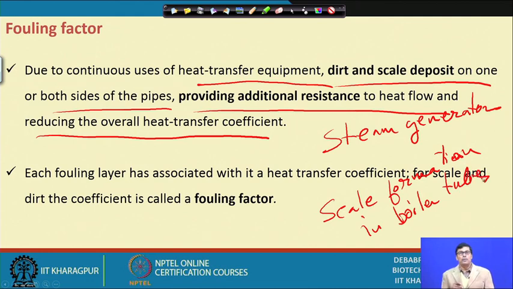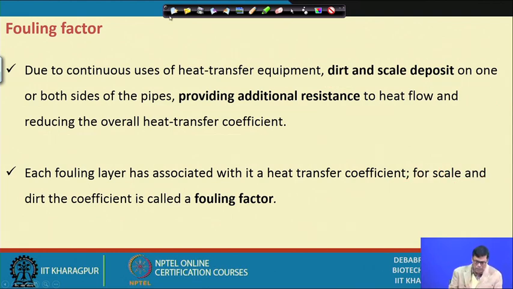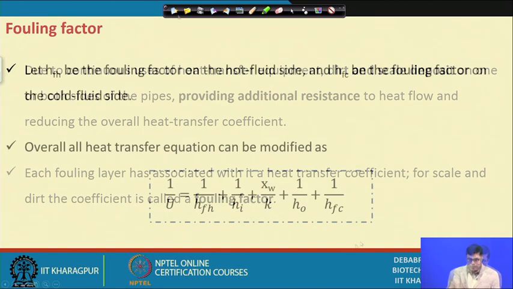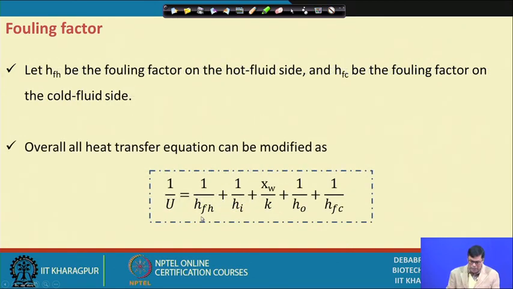What is happening now? If there is scale formation in the boiler tubes, then what will happen? The heat will not transfer properly, the conductivity of the solid surface will be less. So, to transfer heat, you require more heat, that is the fouling factor. Each fouling layer is associated with a heat transfer coefficient for scale and dirt, called the fouling factor. So, if we consider the hot surface and cold surface, then we get the overall heat transfer equal to this, we can write like this.